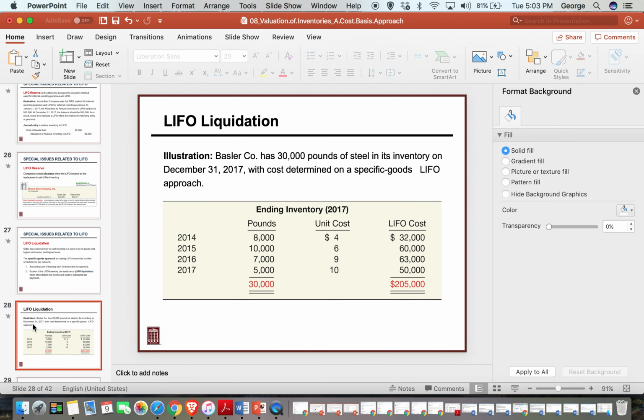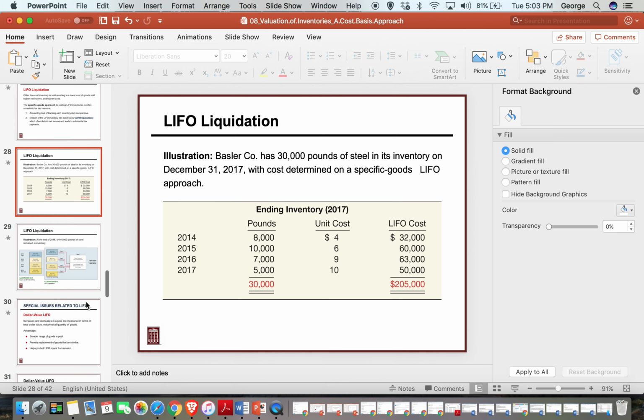So here's an example of a LIFO liquidation. Bassler Company has 30,000 pounds of steel in inventory, with cost determined on a specific goods LIFO approach. So that's what these amounts are. That 205,000 would be the specific goods LIFO approach.